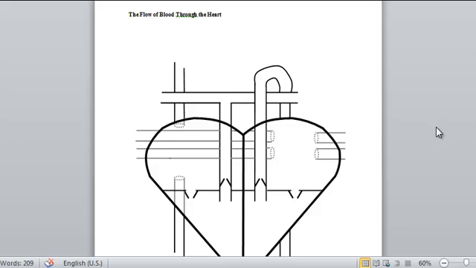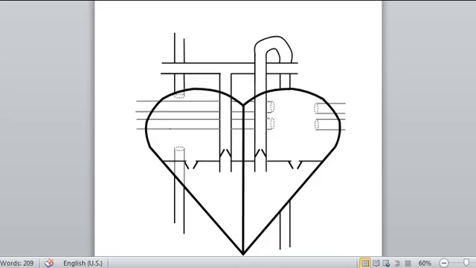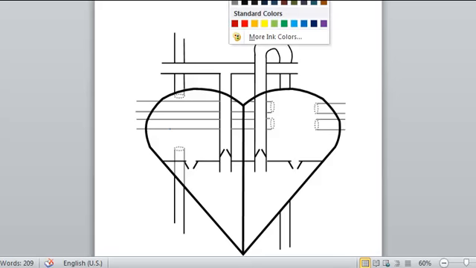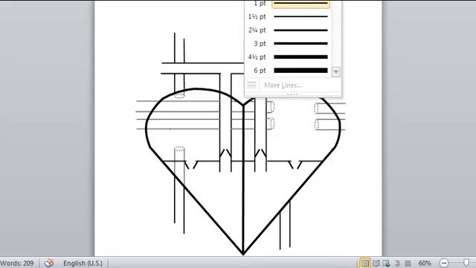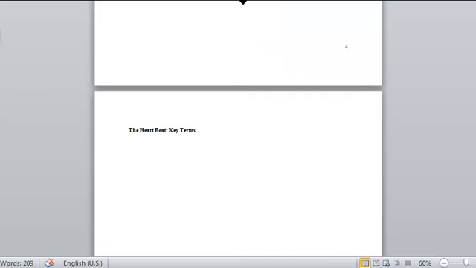If you have missed class, we went through and drew this drawing in class, and I've just gone back and drawn it here. So I would pause the video at this point and take a minute or two to draw out this heart to the best of your ability so we can trace blood flow through the heart.